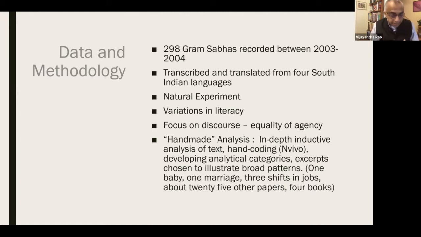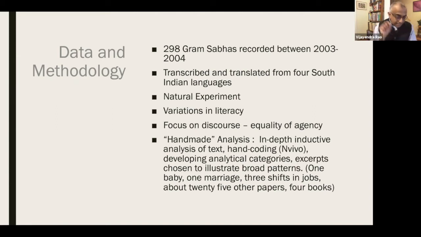And the focus of this book, I don't know if you can see me, but that's the book, is on discourse, on what I have called with Mike Walton the equality of agency. That is the ability of people to speak and to be heard. That's really the focus.